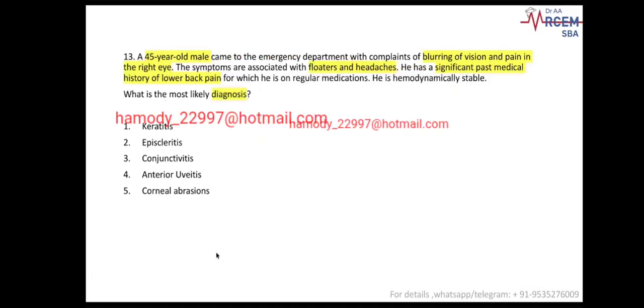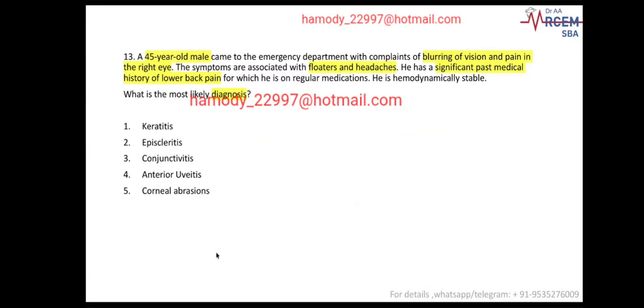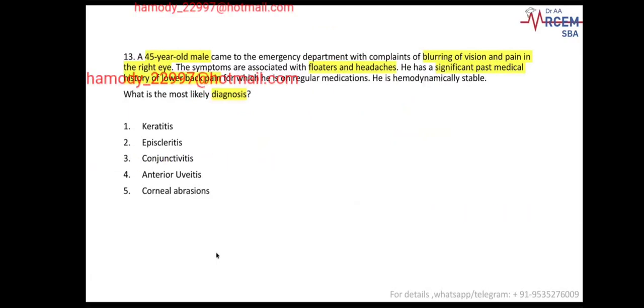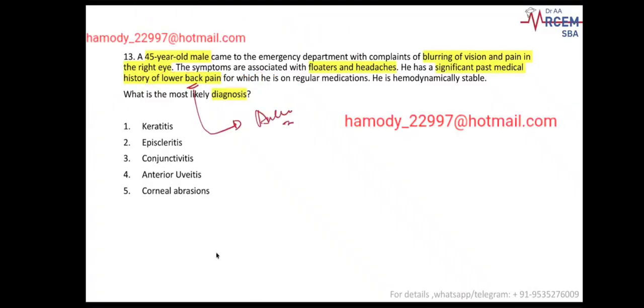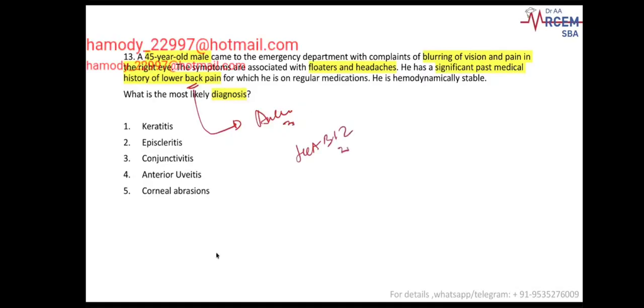A 45-year-old male with blurring of vision and pain in the right eye, floaters and headaches, having a significant past history of lower back pain. What is the diagnosis? Lower back pain, so what are we thinking about? It might be ankylosing spondylitis, an HLA-B27 associated disorder. So it might be anterior uveitis. That's all you need to think about here.